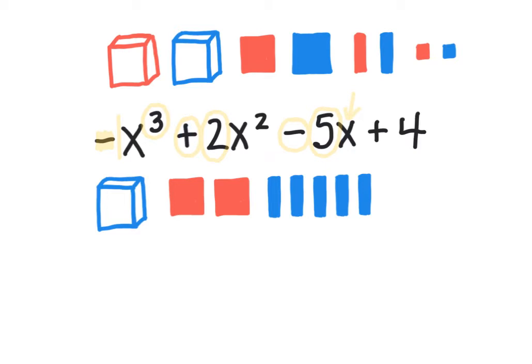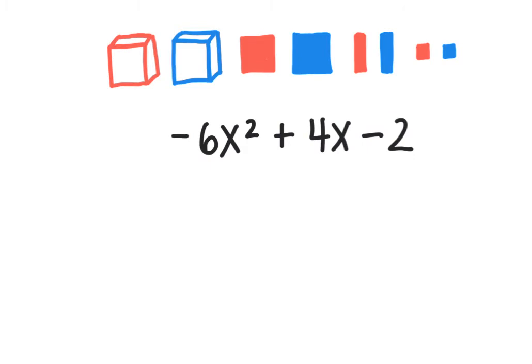For our final term of our expression, we will need 4 of our number tiles. We know that they'll be red because it is a positive term. We know that we'll need 4 of them because that was the constant that was provided at the end of our expression. So here we have our expression of negative 1x cubed plus 2x squared minus 5x plus 4.